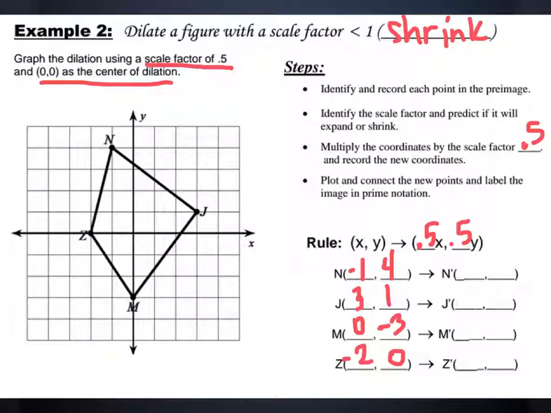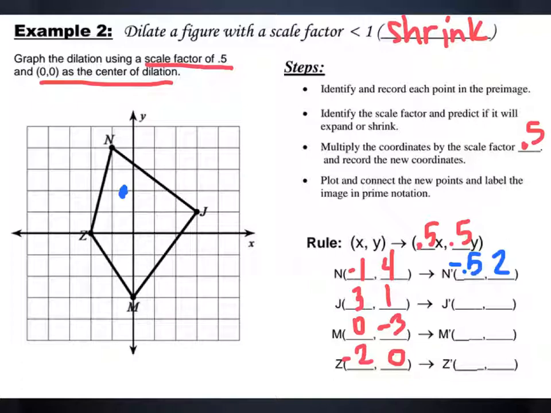Point N, well, half of -1 is -1/2. So we're going to have -0.5 for the x value. And then for the y value, half of 4 is 2, or 4 times 1/2 is 2. So we're going to go to -0.5 and 2. That means we go to the left halfway and up 2. You can see that this is twice as close to the origin. It's shrinking, it's getting smaller.